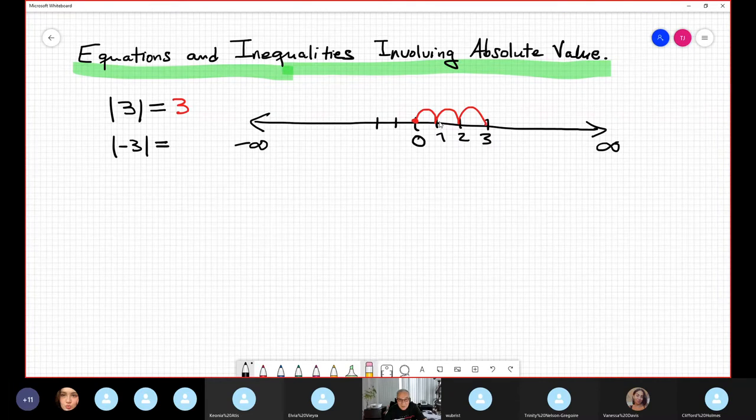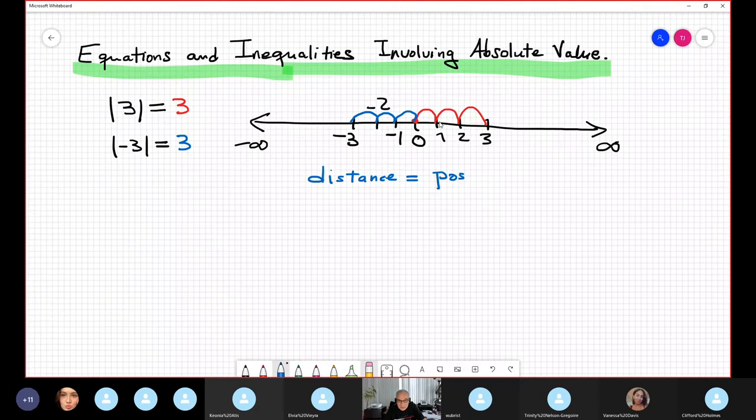Similarly, if it is negative 3, this is negative 1, this is negative 2. It's the same, because the distance between 0 and negative 3 is 1, 2, 3. Again, a 3, because remember, distance is always a positive quantity. It makes no sense to talk about negative distance. Negative displacement, yes, but no negative distance. Distance is, by definition, a concept that is always positive.